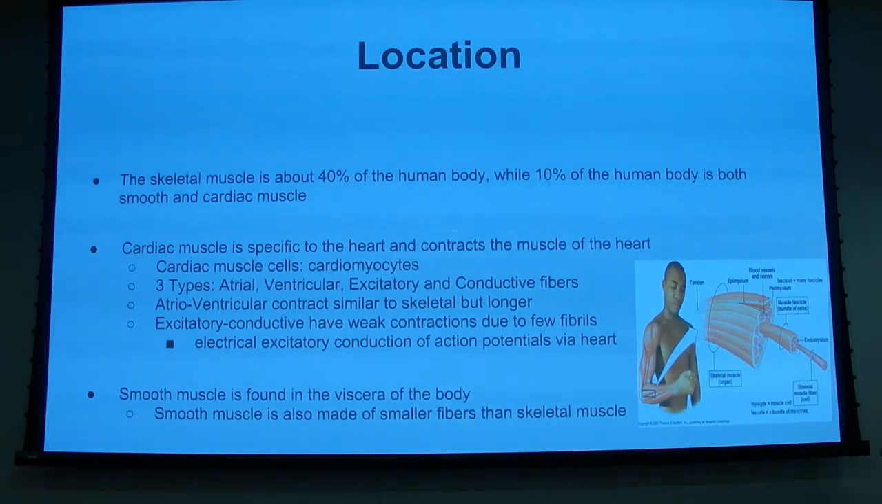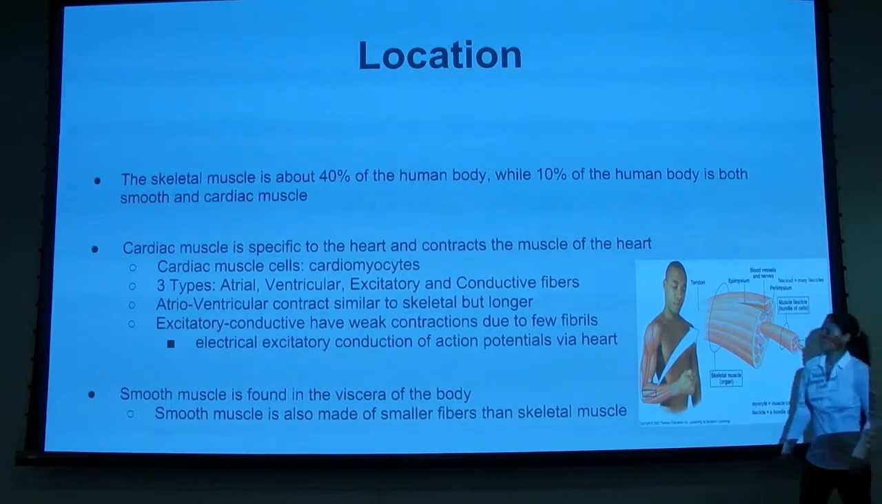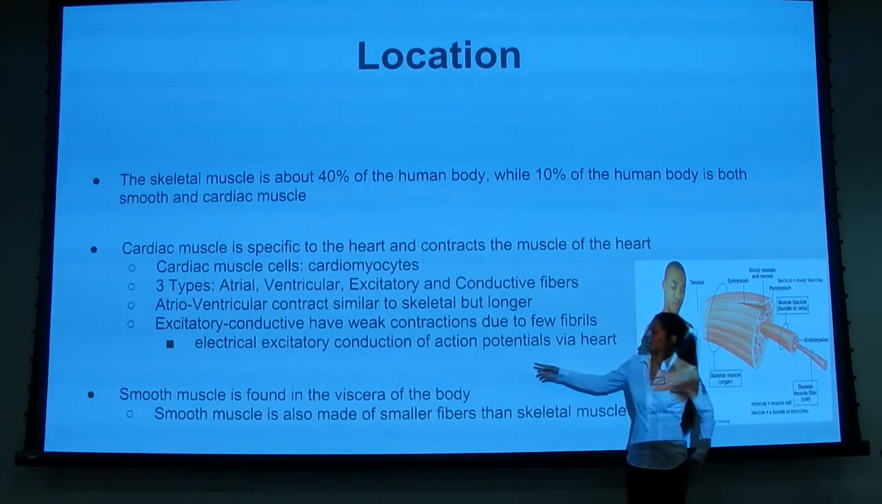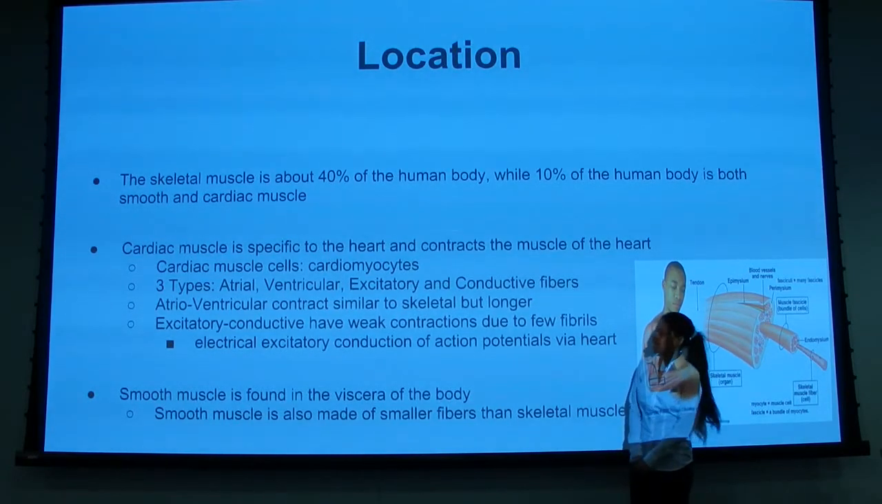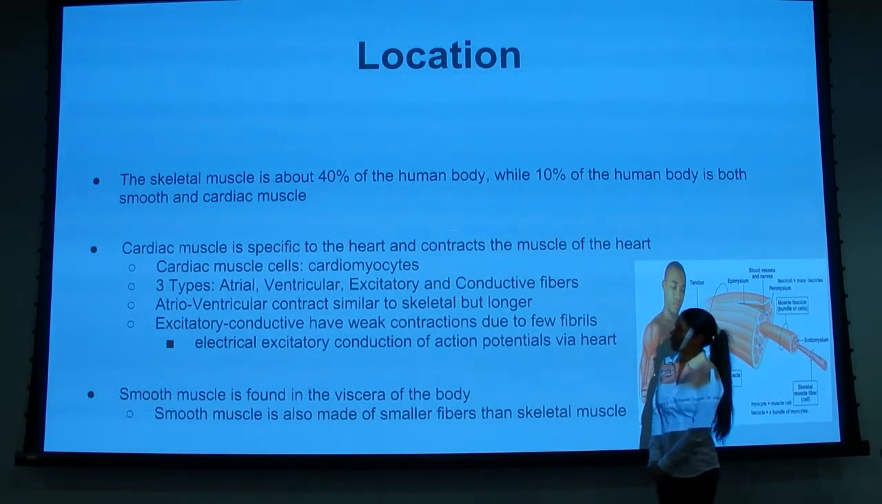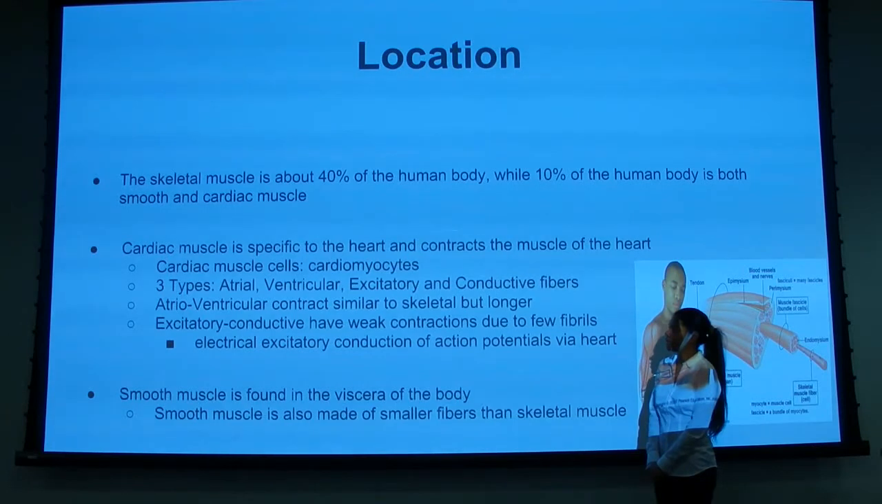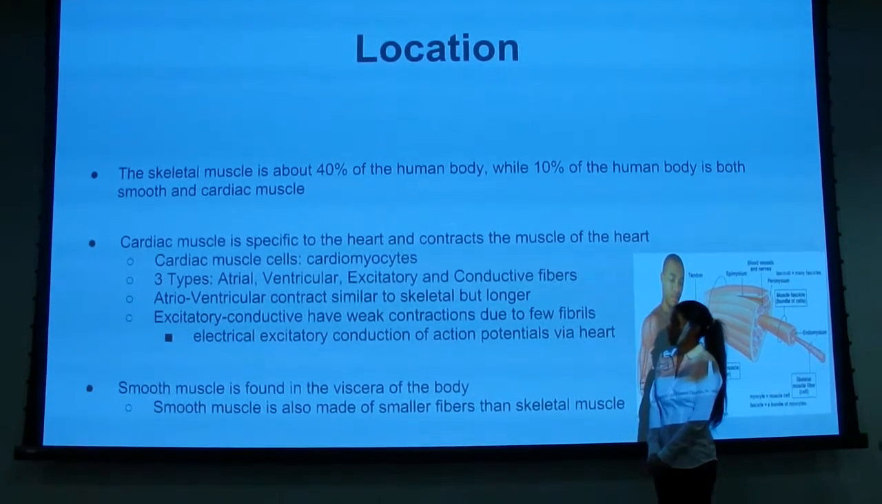Cardiac muscle is specific to the heart and contracts the muscle of the heart. There are three types of cardiac muscle. The cardiac muscle cells are called cardiomyocytes. You have atrioventricular, excitatory, and conductive fibers. Atrioventricular fibers contract similar to skeletal, but not as long as skeletal muscle. Excitatory conductive fibers have weak contractions due to the few fibers that they have.